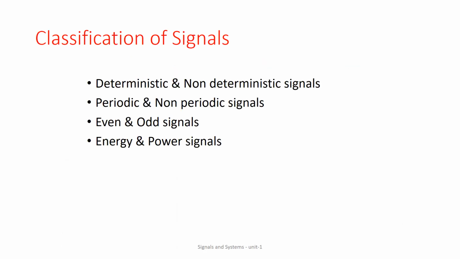These are the main classifications of signals. First one is the deterministic signal and non-deterministic signal. Second one is the periodic signal and non-periodic signal. Third one is the even signal and odd signal. Fourth one is the energy signal and power signal.